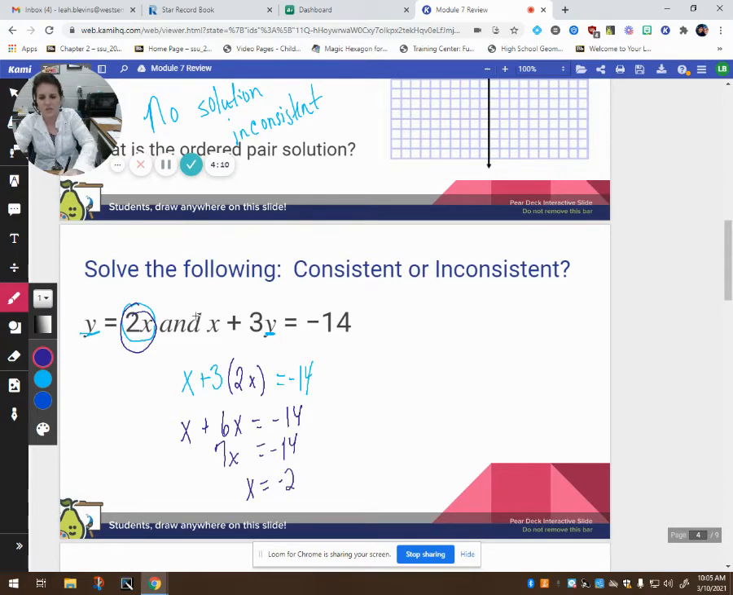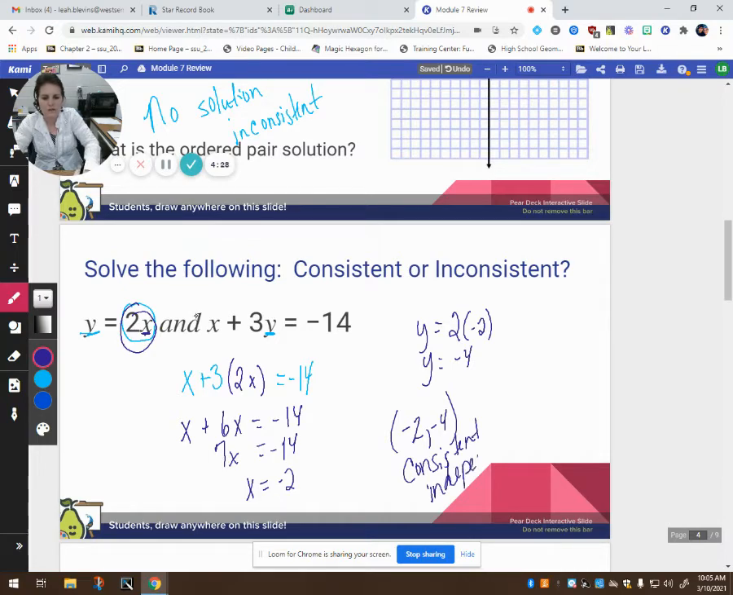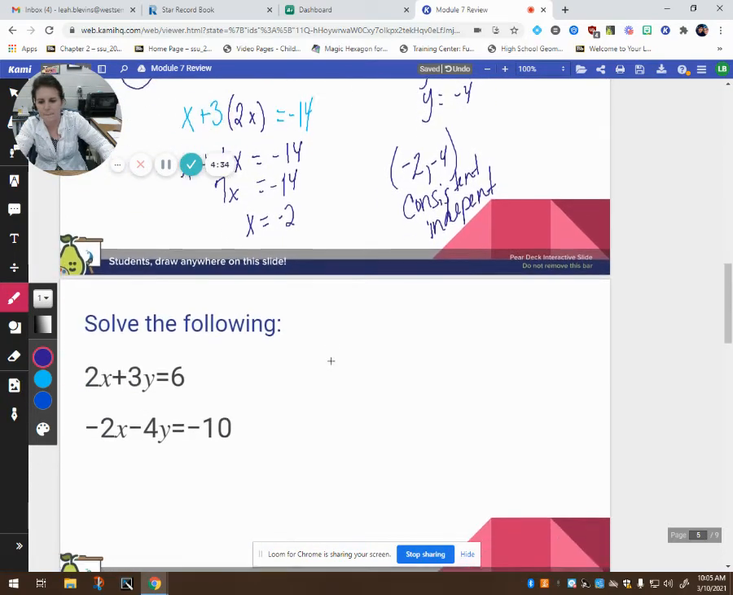If x equals negative 2, we plug it in place of this x. 2 times negative 2 is negative 4. So my ordered pair solution is negative 2, negative 4, and it is consistent and independent because I have exactly one solution. Again, if you were going to graph these, you would find the same thing. They intersect at negative 2, negative 4.